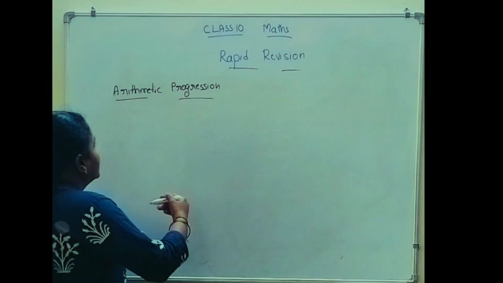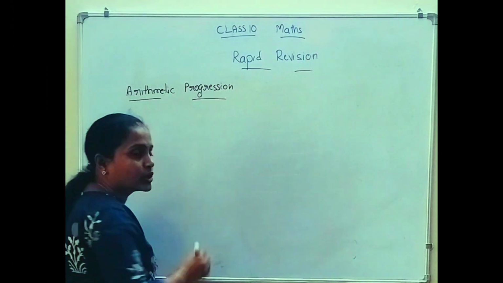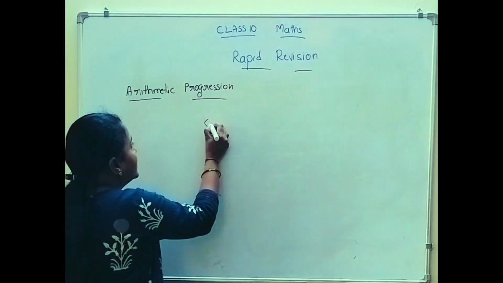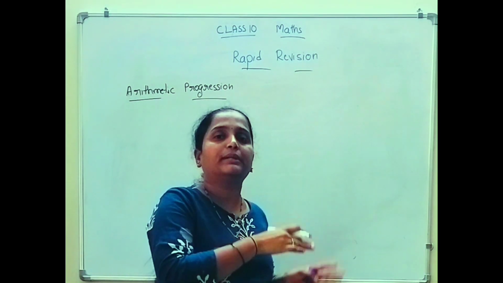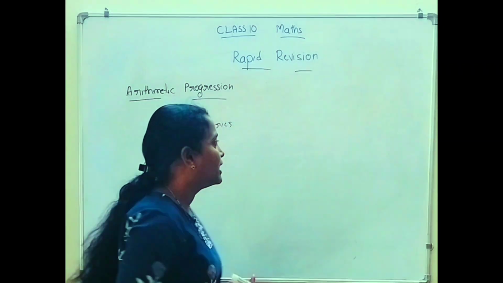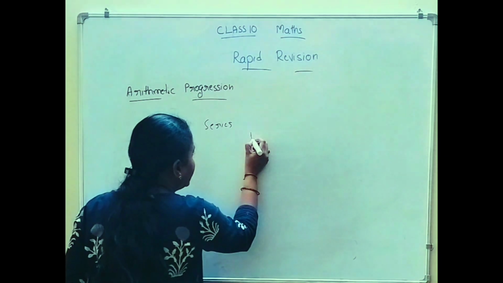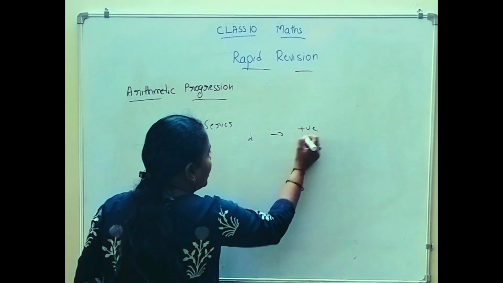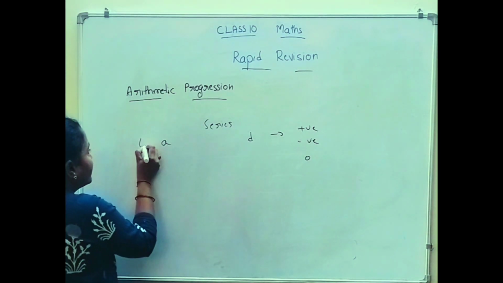Let's quickly move to the next chapter, arithmetic progression. So let's discuss arithmetic progression. Arithmetic progression is a series where we get the next term by adding a constant difference to its preceding term, except the first term. The first term is A and the difference you are adding is D. The D may be positive, or it may be negative, or it may be 0.